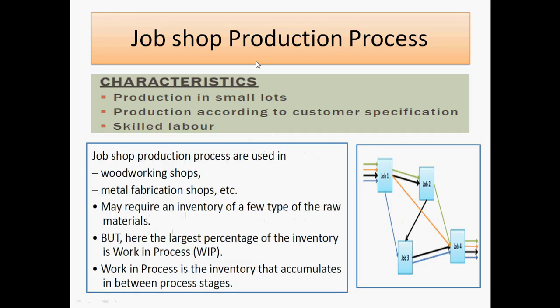First of all, we go for job shop production. Here the characteristics are production in small lots. Small volume means small production quantity. Then we aim for customer satisfaction, and for that purpose we go by customer specifications. The specifications are the demand and commitment from the customer. That is why we compile them and execute them for production.